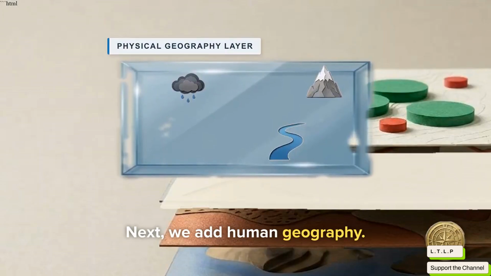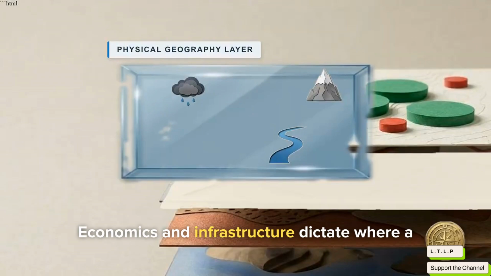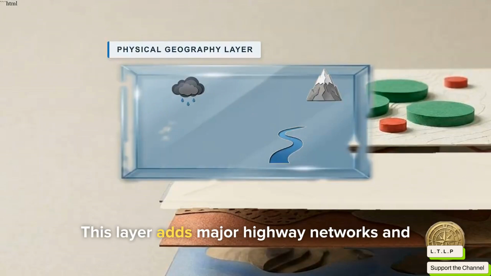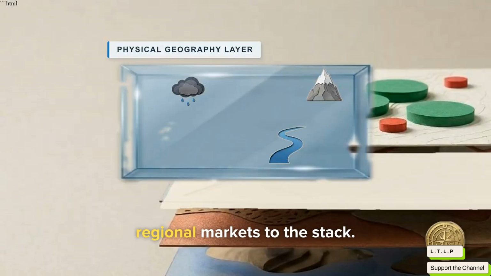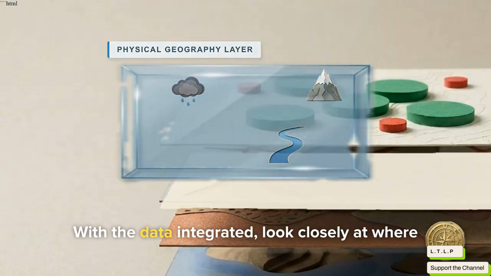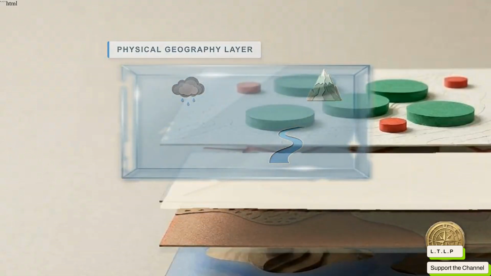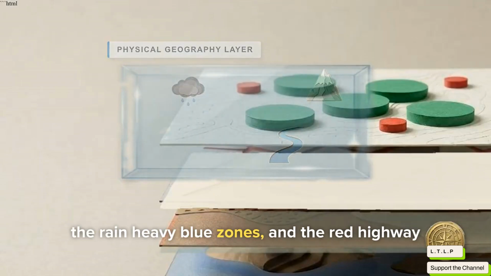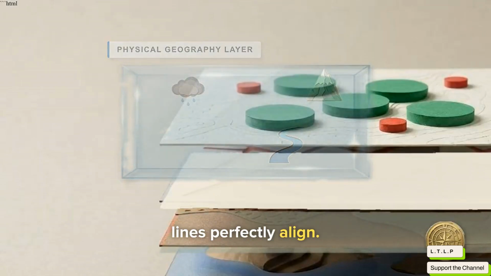Next, we add human geography. Economics and infrastructure dictate where a farm can actually reach its customers. This layer adds major highway networks and regional markets to the stack. With the data integrated, look closely at where our original farms are located. Notice the specific zones where the green dots, the rain-heavy blue zones, and the red highway lines perfectly align.